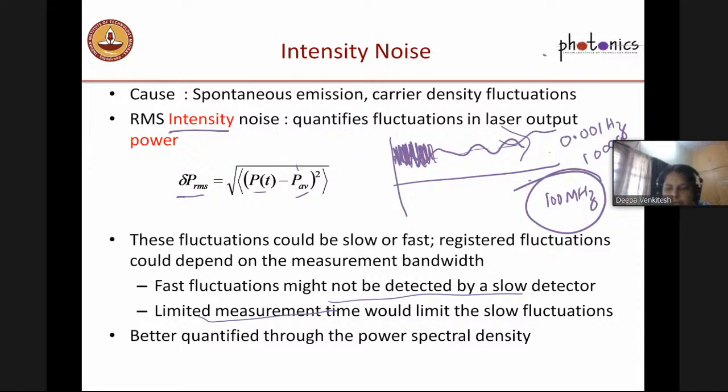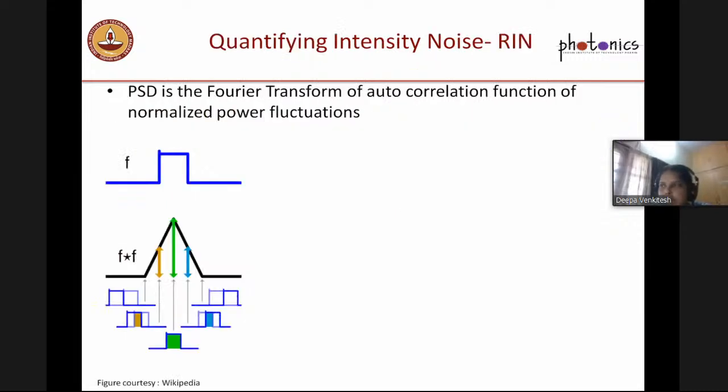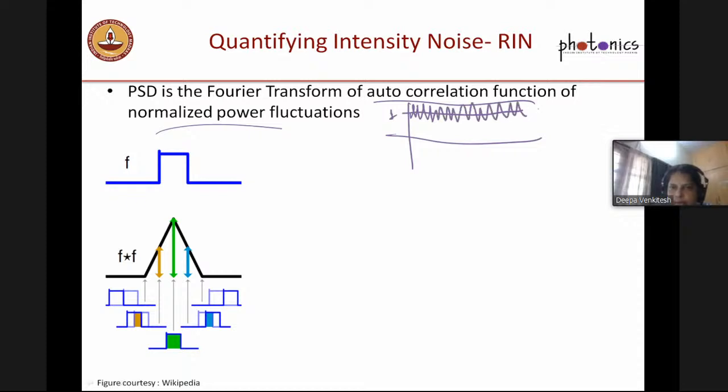So it is actually better quantified through power spectral density. And what is power spectral density? Power spectral density is nothing but the Fourier transform of the autocorrelation function of the power fluctuations. So if I have power fluctuations, let's say this is my power. First of all, you normalize it, so you make it 1. And then around that, you measure the fluctuations. You have a time trace of your fluctuations. Of this time trace, you calculate the autocorrelation.